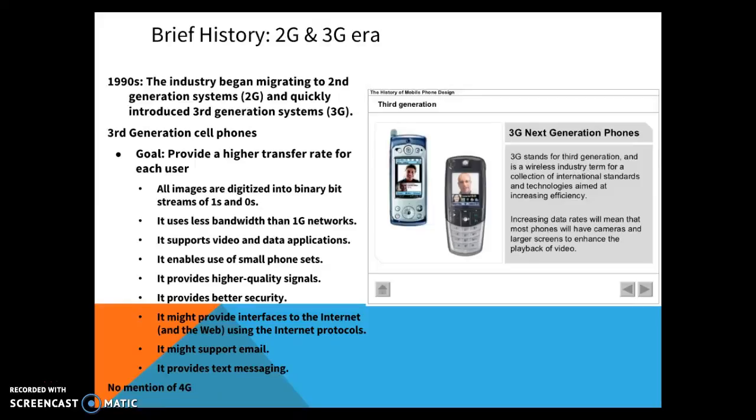It supports video and data applications. It enables use of small phone sets. It provides higher quality signals. It provides better security. It might provide interfaces to the internet using the internet protocols. It might support email. It provides text messaging. The chapter did not deal with the fourth generation phones, which many of us have today.